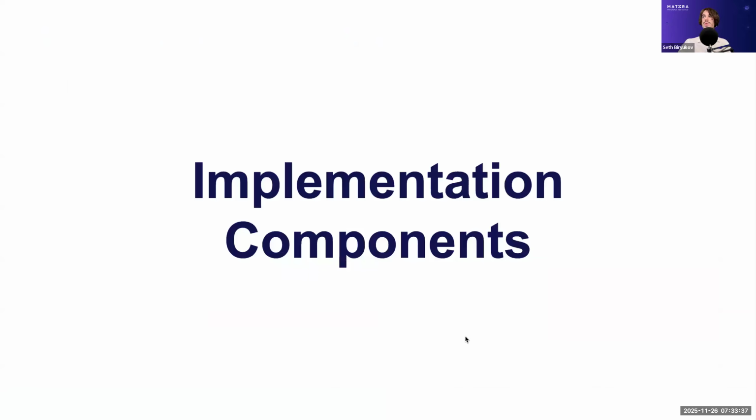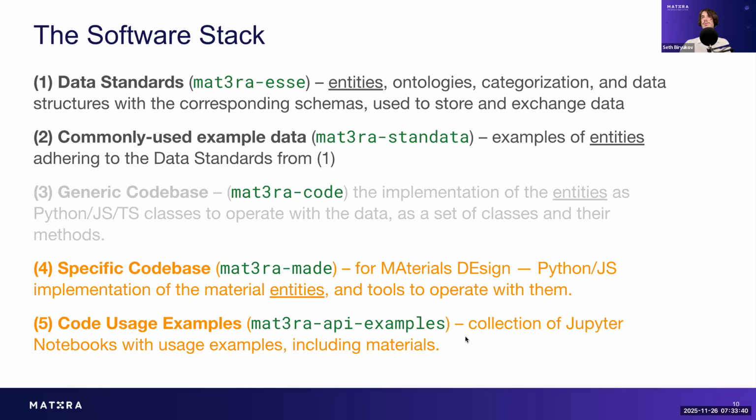Our implementation includes 5 components. First one is data standards, a set of entities and ontologies structured in a categorized manner, stored as data structures in JSON schema format, and this is the Mat3ra SC package. Next one is the commonly used examples data, which has examples of the entities adhering to the data standards from the first point, and it's stored inside of the Mat3ra standata package. Third one is the generic code base, Mat3ra code package, that has implementation for all of the entities to work inside of Python or JavaScript.